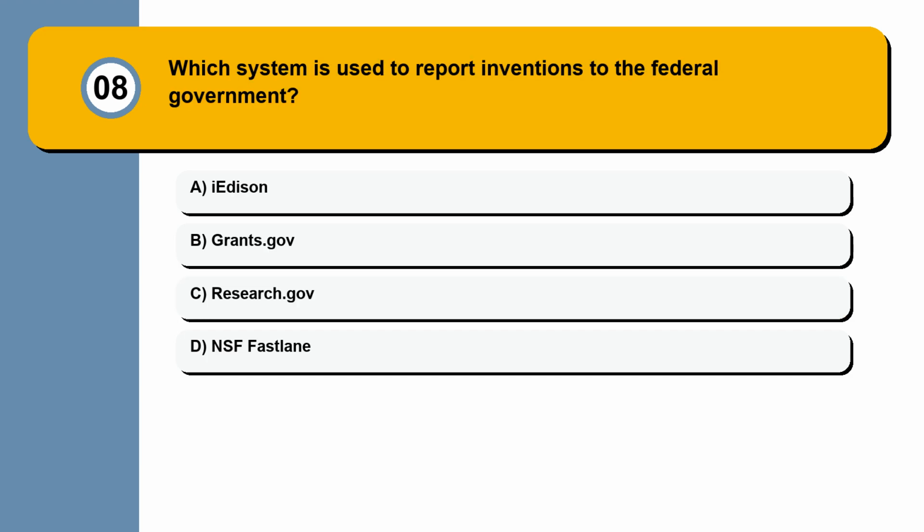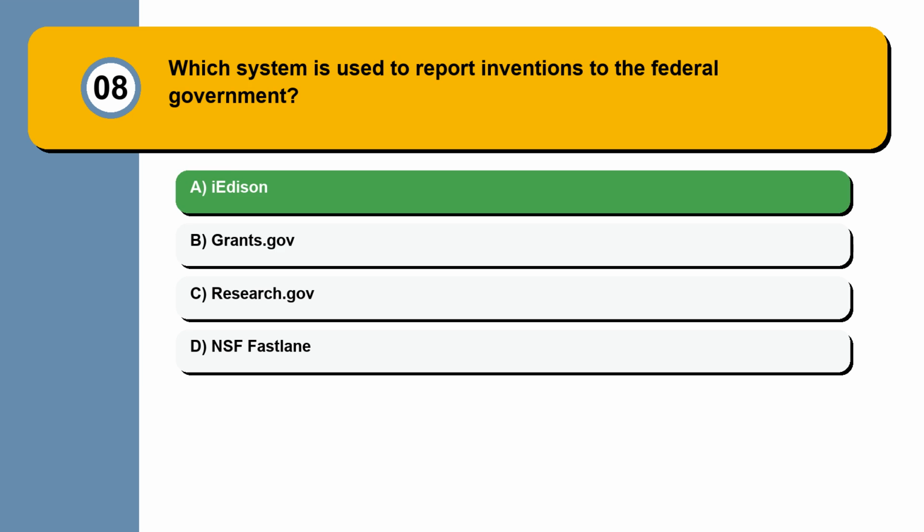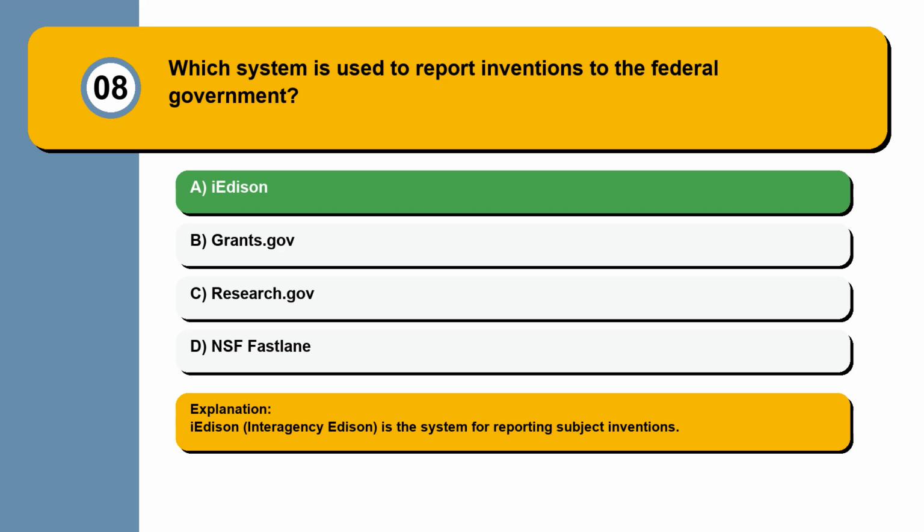Question 8. Which system is used to report inventions to the federal government? iEdison, grants.gov, research.gov, NSF FastLane. iEdison, Interagency Edison, is the system for reporting subject inventions.